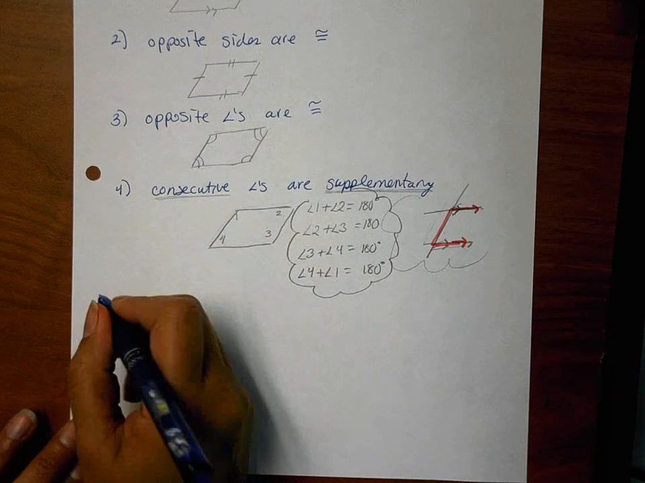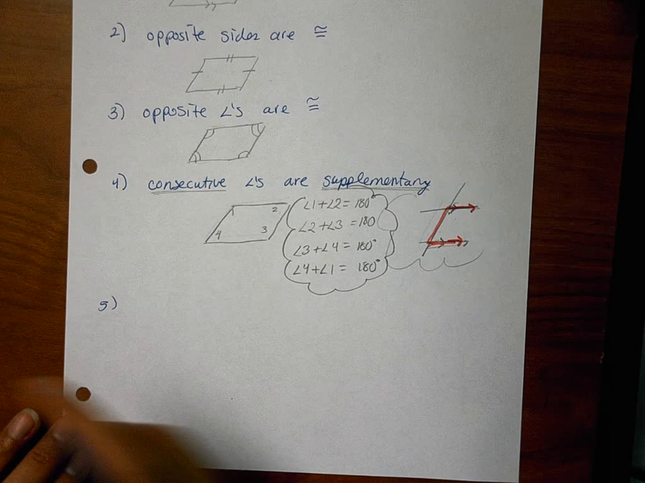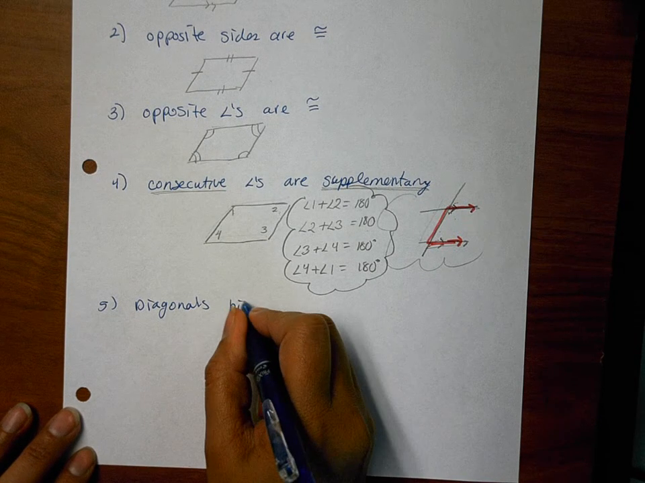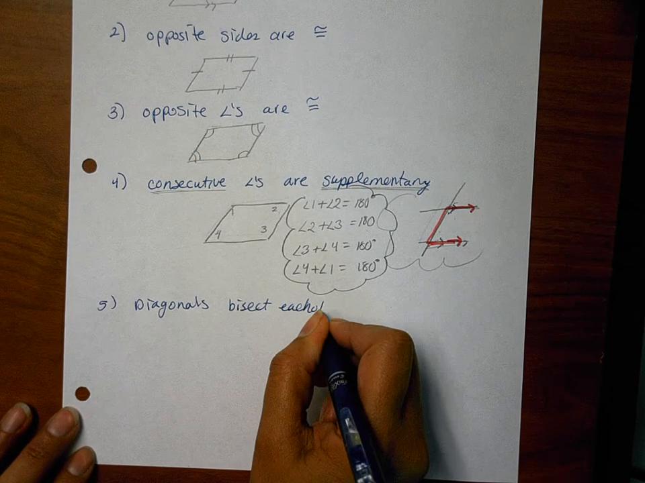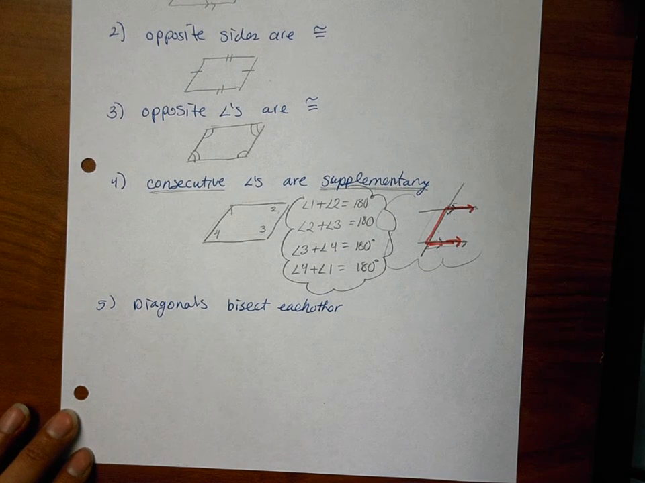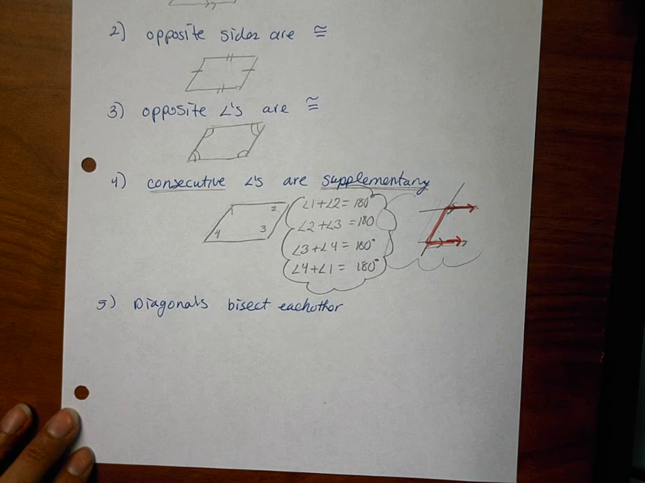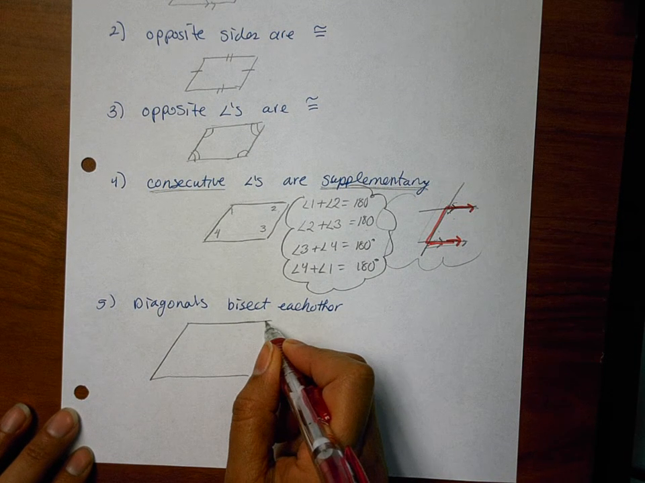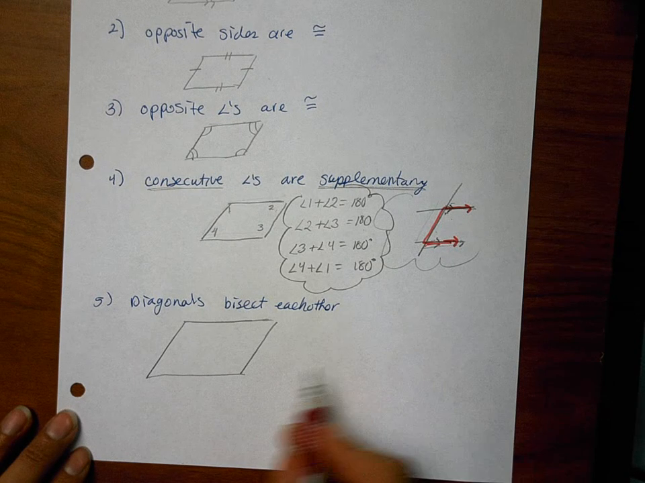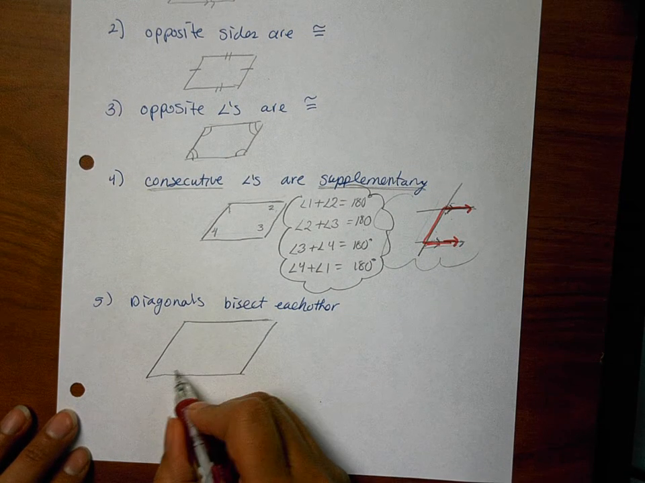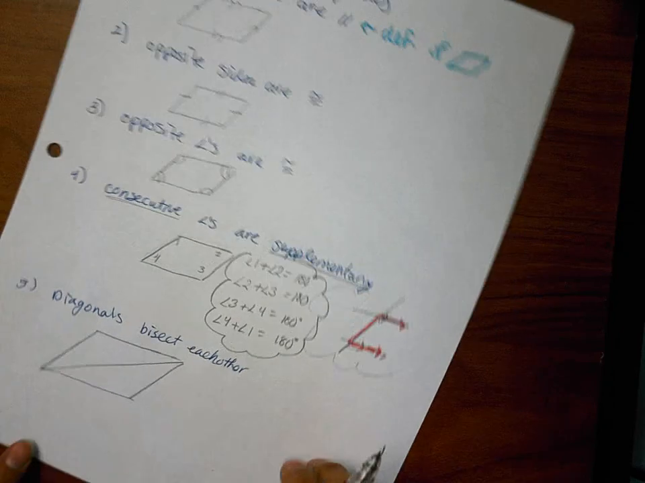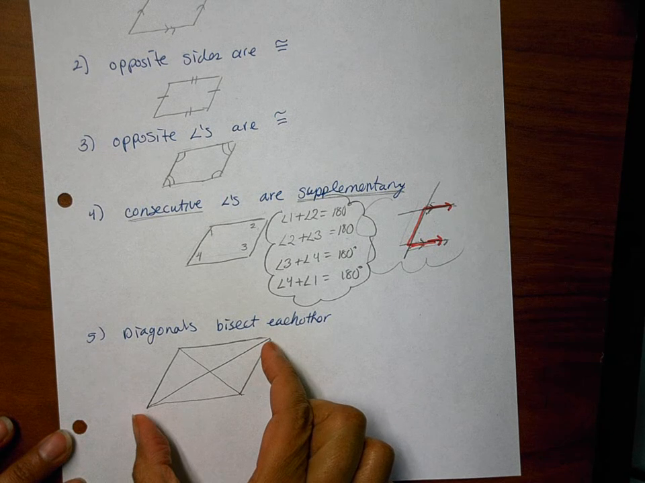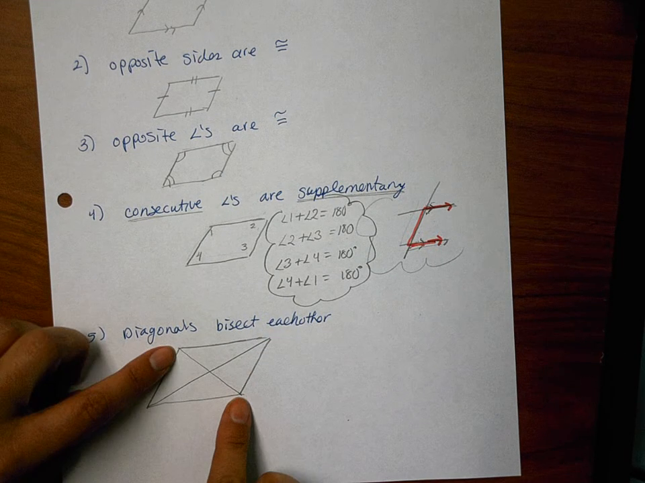Okay, number 5, another one you will need to know is something about the diagonals. Diagonals bisect each other. They're not congruent, but they do bisect each other. So, if you have a parallelogram, then we know the diagonals bisect each other. Diagonals go from one angle to its opposite, so like that, that's a diagonal. And across this angle to its opposite, that's a diagonal. Now, this diagonal is not congruent to this diagonal.